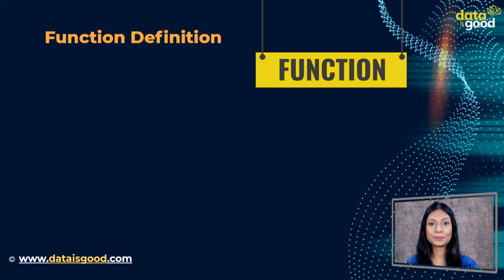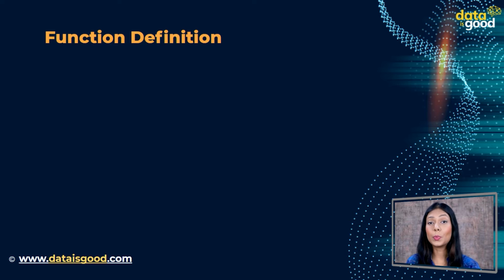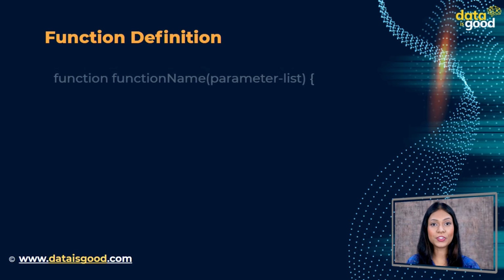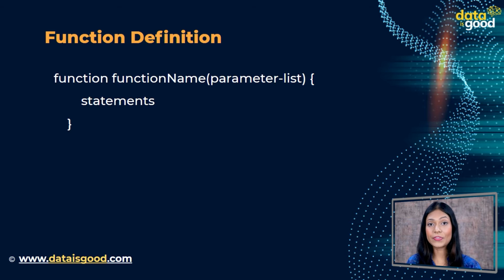Function definition. Before we use a function, we need to define it. Syntax. The basic syntax is shown here: function, function name, parameter list, statements. A common way to define a function in JavaScript is by using the function keyword, followed by a unique function name, a list of parameters, and a statement block surrounded by curly braces. A parameter list can be empty.